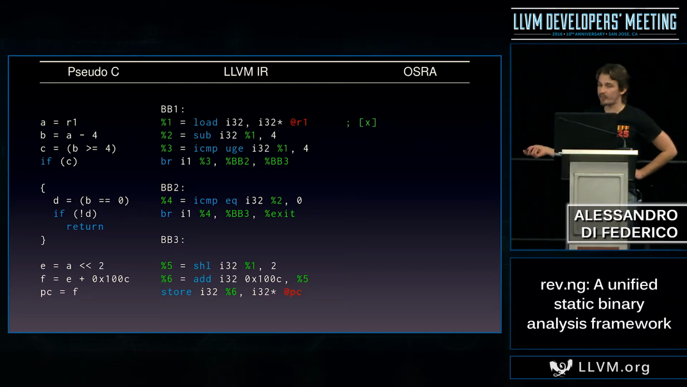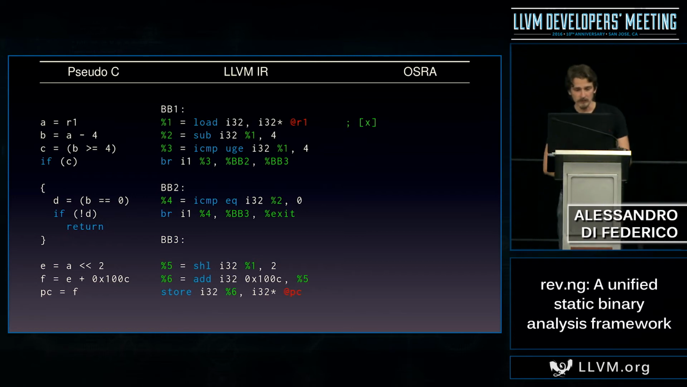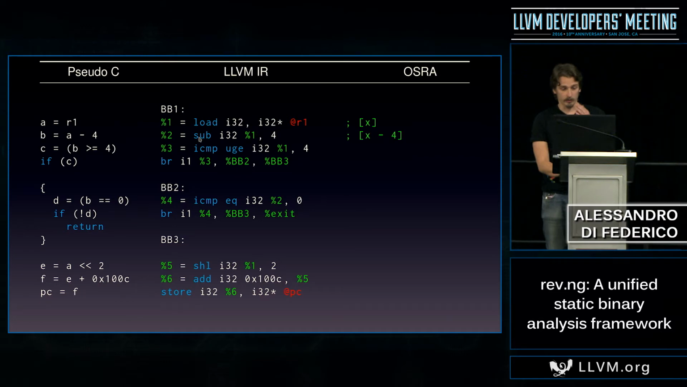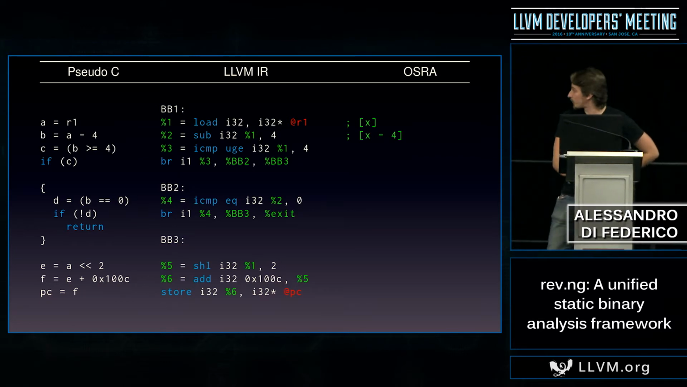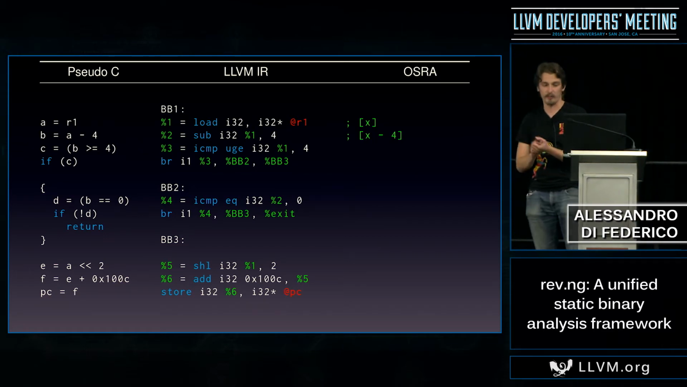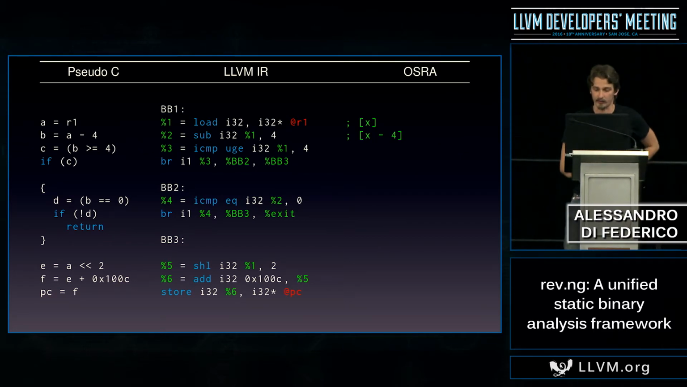For the first instruction, %1, we just associate X, because we don't know anything about this instruction. It can be whatever for us. Then the second instruction, %2, subtracts 4 from it, and so we associate X minus 4, since this is within the expressive power of our analysis. Then we have a comparison for greater than or equal to 4 with %1, which was X. So we associate to %3 X greater than or equal to 4 in an unsigned sense.